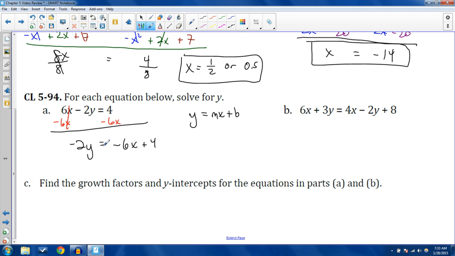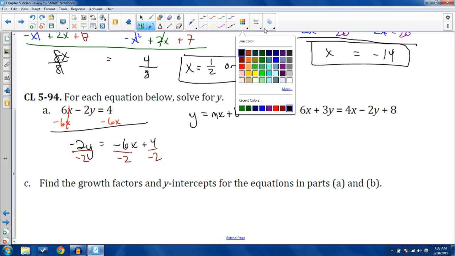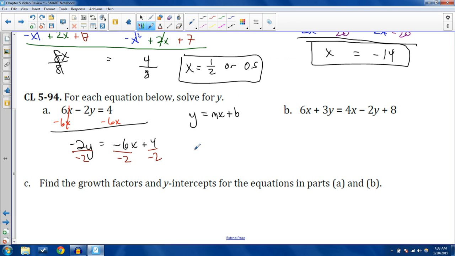Let's go and finish this off. Divide by negative 2 on both sides. Now in order to do this, you have to divide by negative 2 with every term here. Some people will write it all over 2. That's fine, as long as you divide every term by negative 2. So this becomes y equals negative 6 divided by negative 2 is positive 3. 4 divided by negative 2 is negative 2. So y equals 3x minus 2.